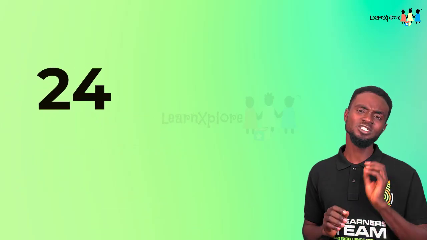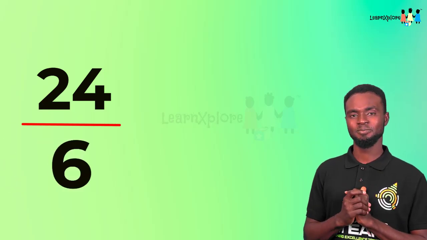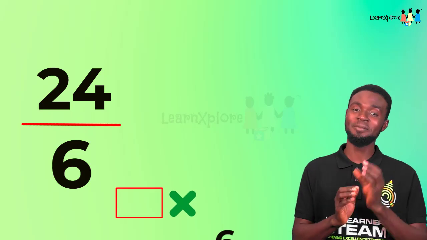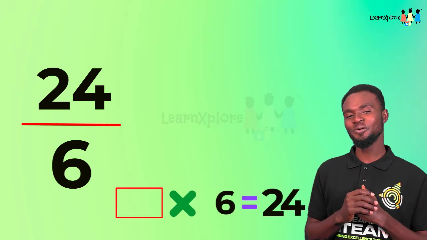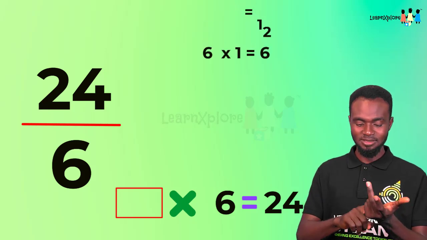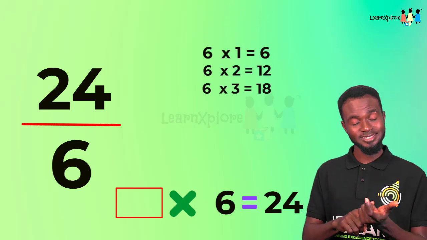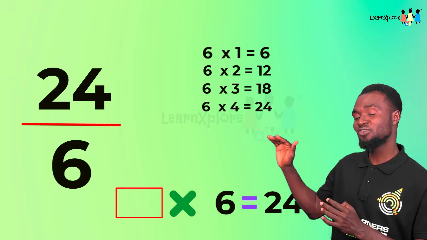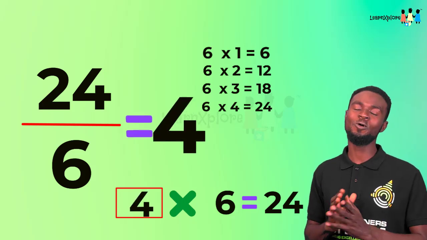What about 24 divided by 6? What will you do? You ask yourself, what number was multiplied by 6 to give us 24? So you do your 6 times table. 6 times 1, 6. 6 times 2, 12. 6 times 3, 18. 6 times 4 is 24. So the answer of 24 divided by 6 is 4.